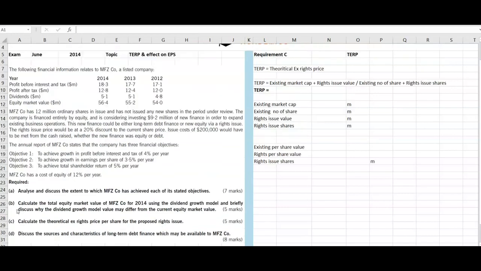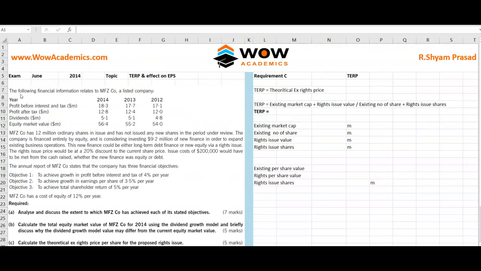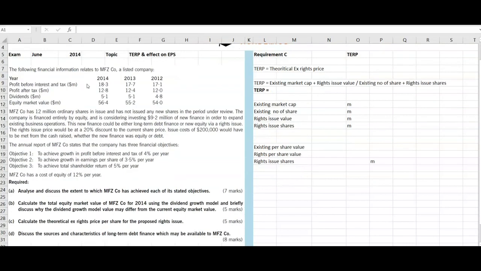So we'll work out requirement C. Okay. So requirement C, they have given us a lot of information. They have given year 14, 13, 12 data. They have given PBIT, PAT, dividends, equity market value, and they have also given us a lengthy paragraph. So they say that MFZ Co has 12 million ordinary shares in issue and has not issued any shares in the period under review.